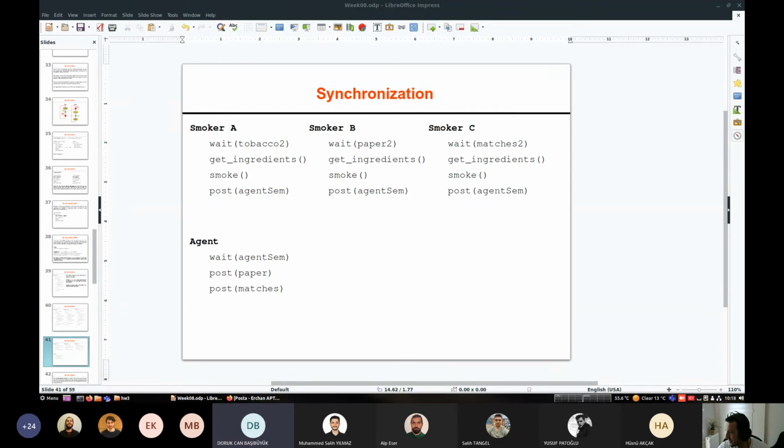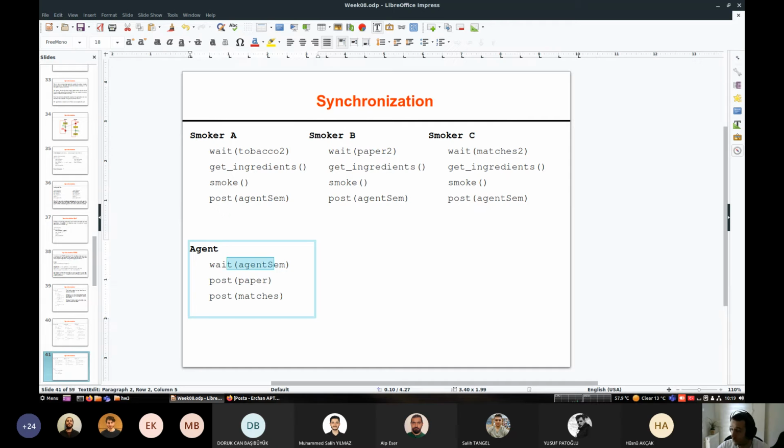Okay. Mr. Alp says the agent in this slide is only an example, right? It could be posting other things too. You mean different types of supplies? I mean, the agent will always wait agent SAM, of course, in order to be notified when the table is ready, but it will post always a random couple of distinct supplies.